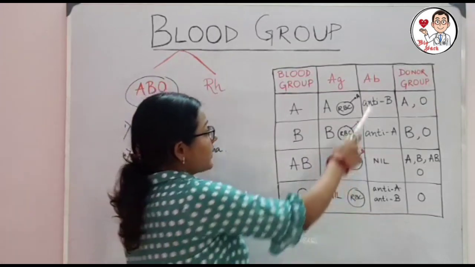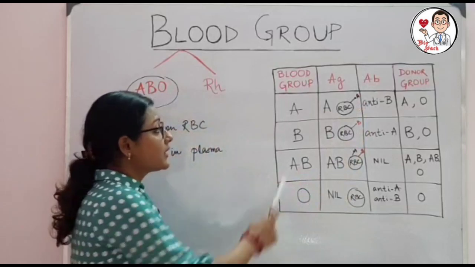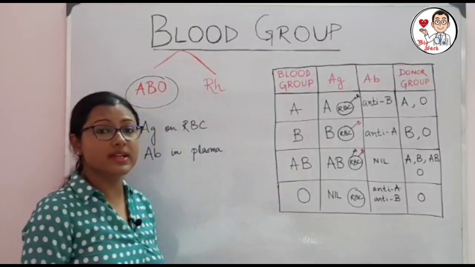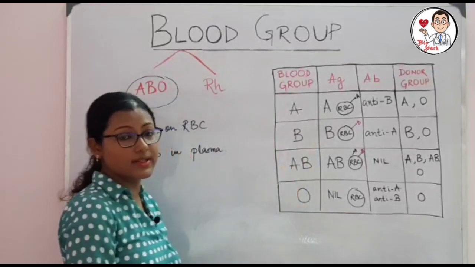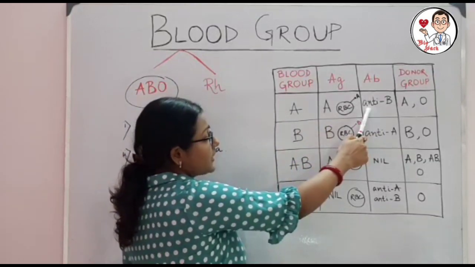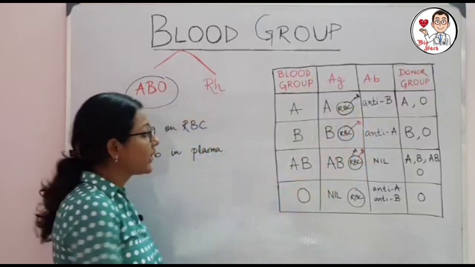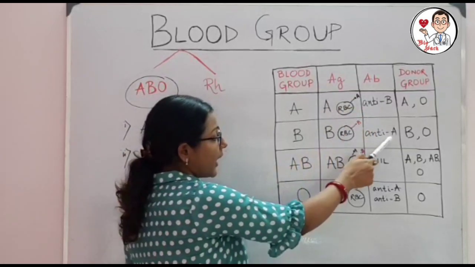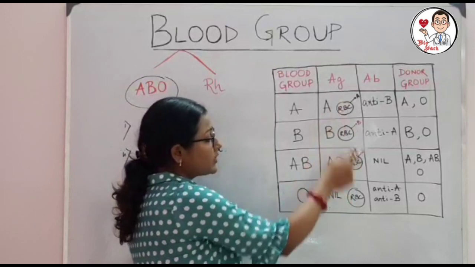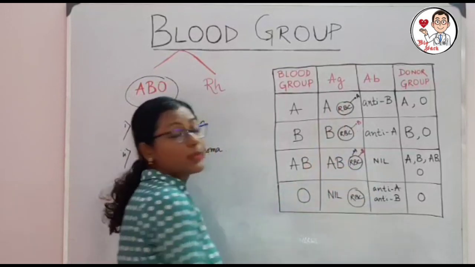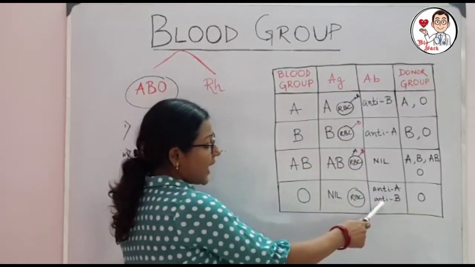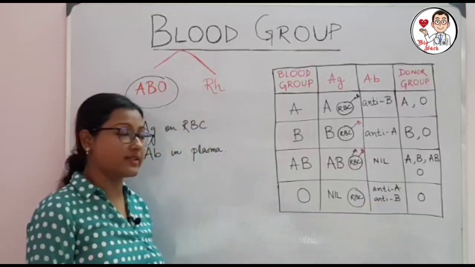Okay. Now let us come to the antibodies. This is very important: the antibodies are exactly the opposite of the antigens present. See, if it is A blood group, A antigen is present and it is anti-B antibody. If it is B blood group, B antigen and it is anti-A antibody. If it is AB, A and B both antigens are present, so there are no antibodies in the plasma. And if it is O, there are both anti-A and anti-B antibodies in the plasma.